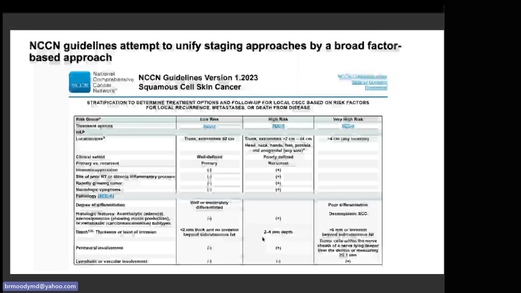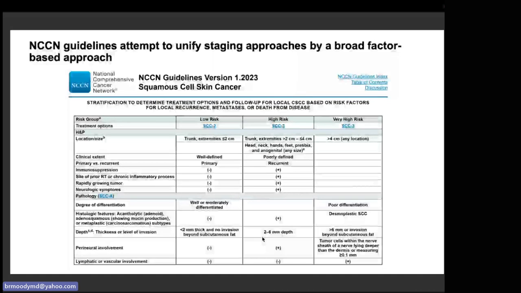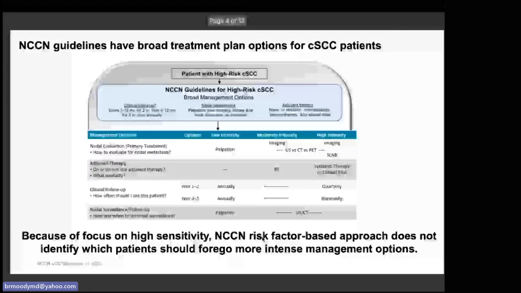To be honest, 2 millimeters of depth, I don't worry about. I see that all day, every day. 6 millimeters, I worry about a lot, or 5.9, I should say, whereas here, they're all just lumped into one big category.